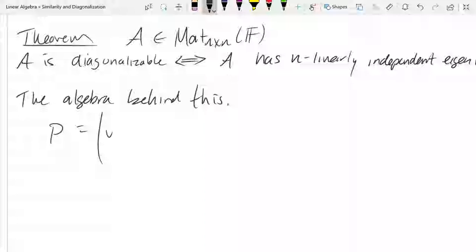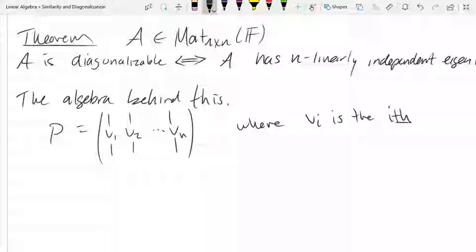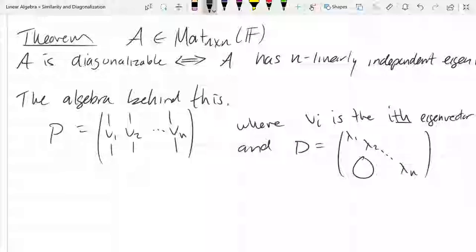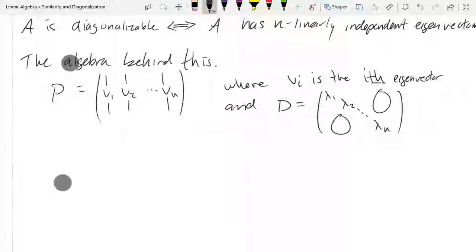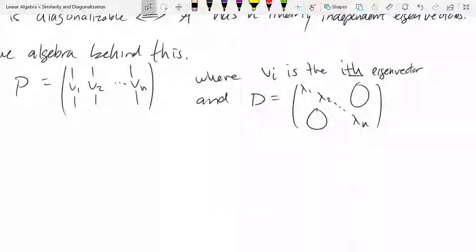So if our matrix P, we're going to look at it column by column. Our first column we'll call V1, and V2 for the second column, through Vn for the last column, where Vi is the ith eigenvector. And D is going to be the identity, except it will have all the eigenvalues down the diagonal. So D is that diagonal matrix with the eigenvalues.